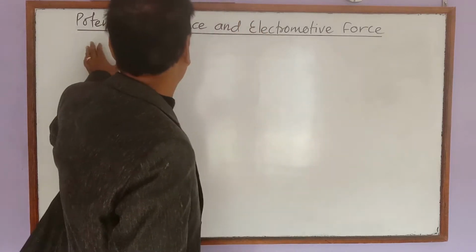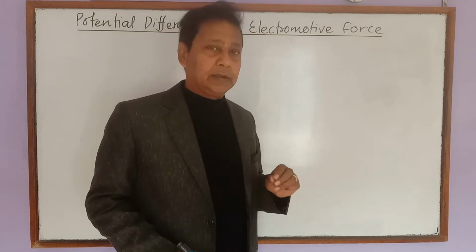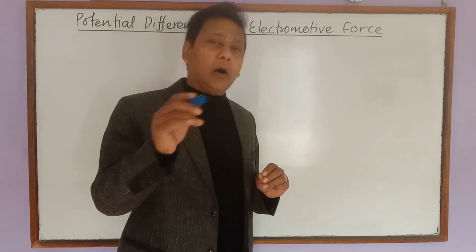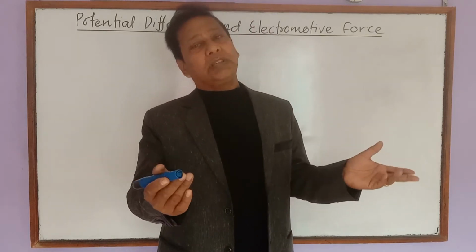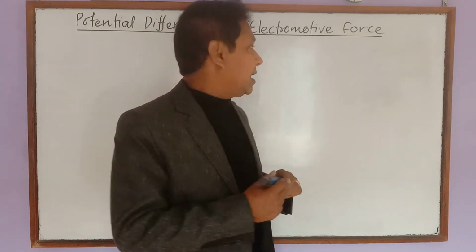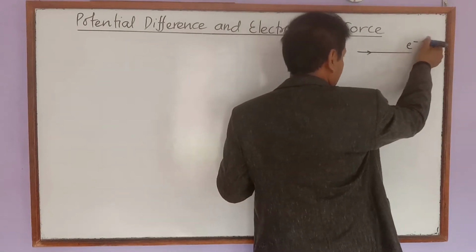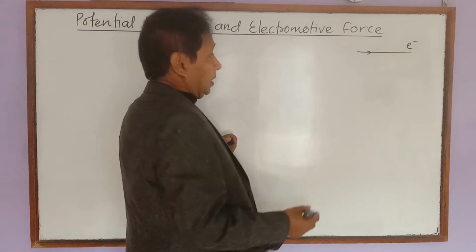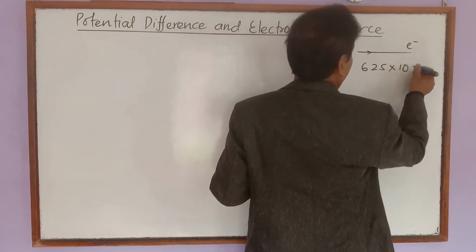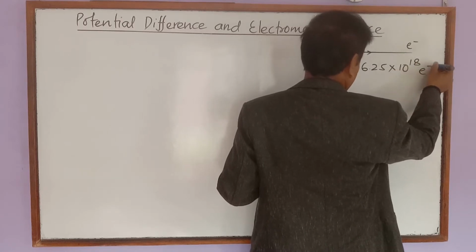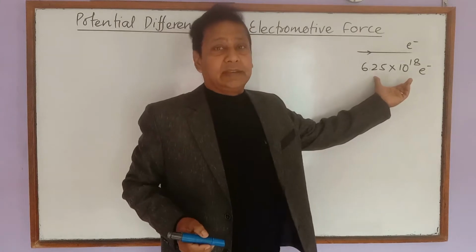But before starting potential difference and electromotive force, we must have a little idea about electric charge. We all know that electrons have negative charge, protons have positive charge, and the flow of current in a conductor is actually the flow of electrons. If 6.25 times 10 to the power 18 electrons are flowing in a conductor, then we can say that the flow of charge is 1 coulomb.